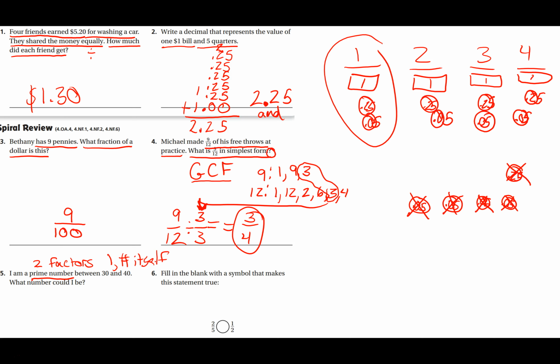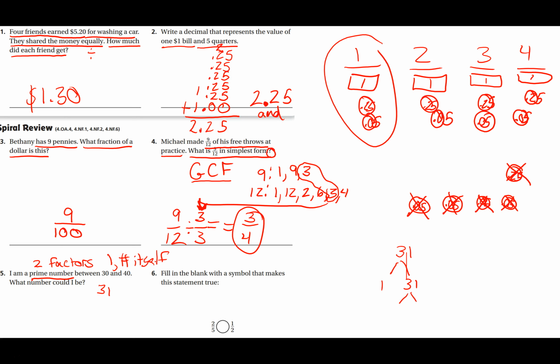All right. I'm a prime number between 30 and 40. What number could I be? Okay, so between 30 and 40, well, what about 31? Let's see if 31 is prime. In order to do that, we have to factor 31. So what can I multiply together to get 31? Well, obviously, I can do 1 times 31.